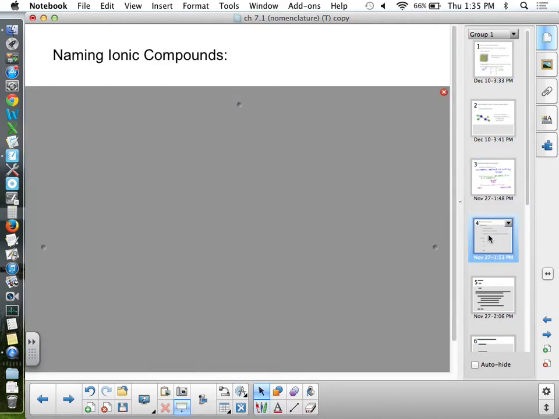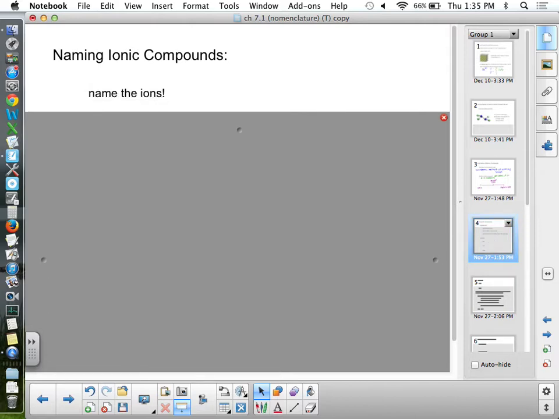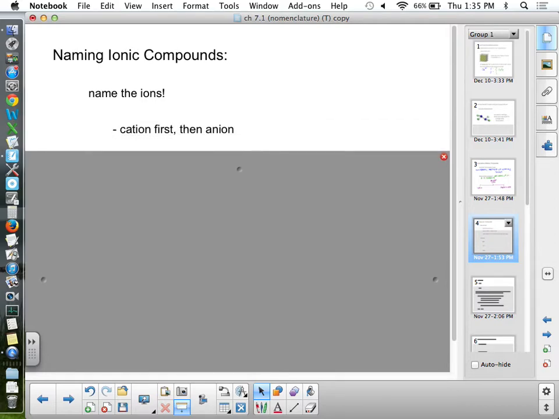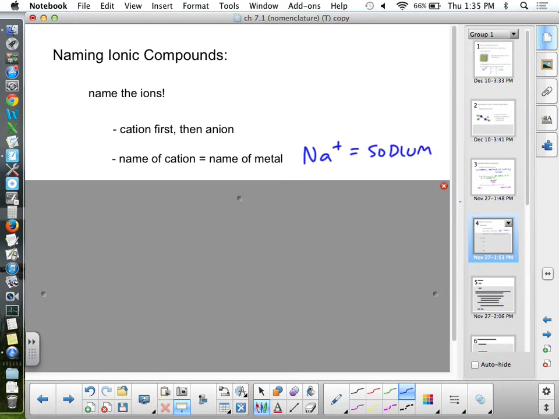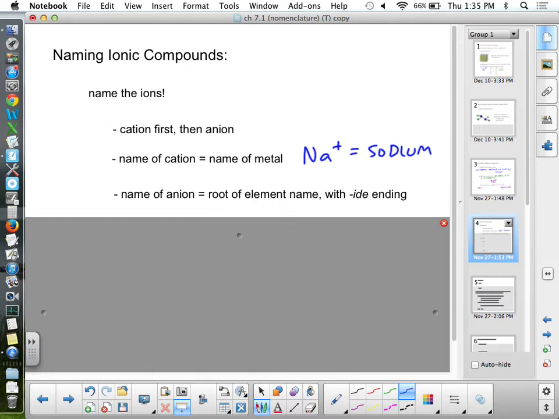To name an ionic compound, there's a simple rule. The name of the ionic compound is simply the name of the ions. By convention, we name the cation first and then the anion, similar to the way in the chemical formula, we have the cation first followed by the anion. The name of the cation is simply the name of the metal. So for example, the cation formed by sodium, Na+, is simply called sodium. It's pretty easy. The name of the anion is formed by taking the root of the element name and adding the suffix -ide.